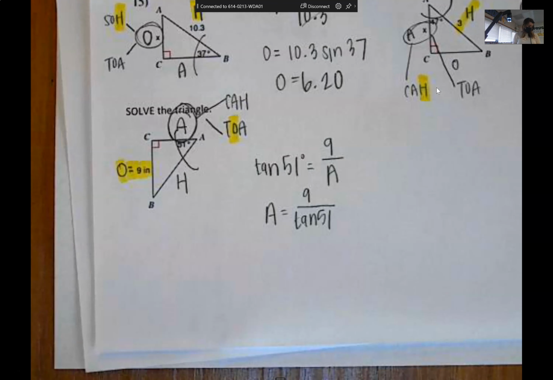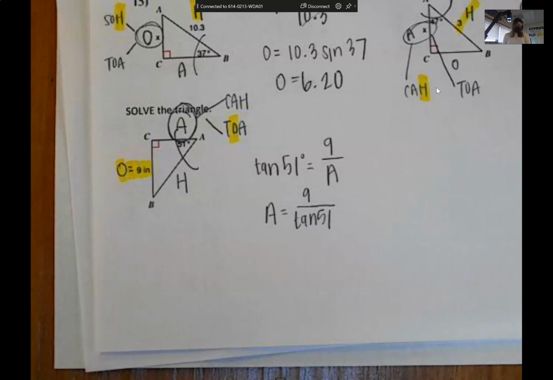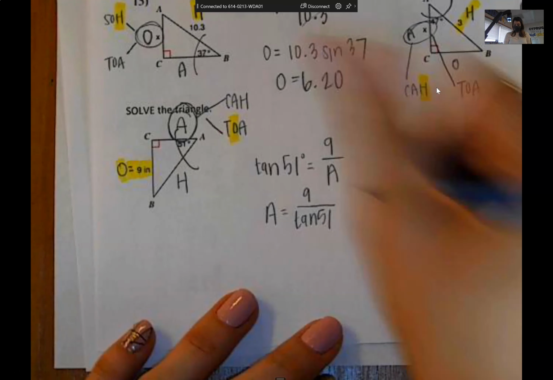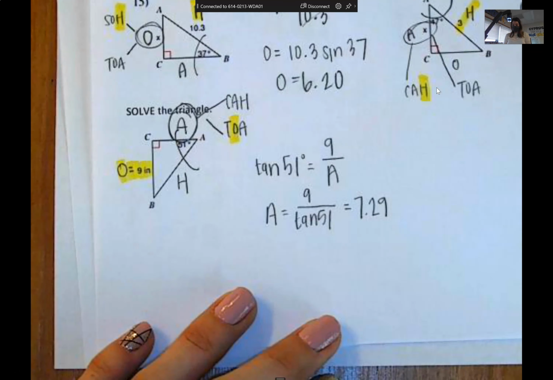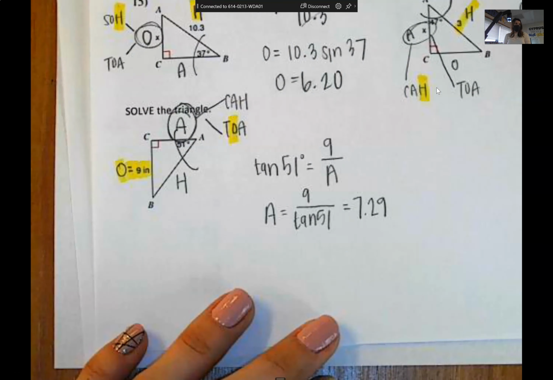I'm just waiting to give you a second to find it and to practice rounding to 2 decimal places. Got about 10? Okay, I got 7.29. Did you guys get the same thing?